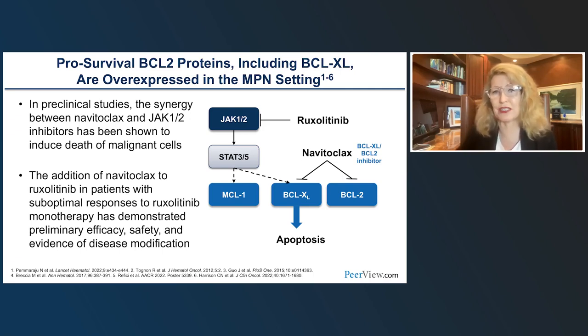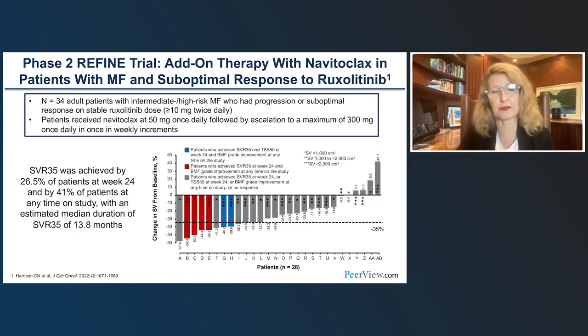We're still looking for an MCL1 inhibitor, by the way, but navitoclax is very effective at blocking that BCL-XL pro-survival protein and also BCL2. So it's a twofer. It works actually very well. So the addition of navitoclax to ruxolitinib in patients with suboptimal responses to ruxolitinib monotherapy has actually demonstrated preliminary efficacy, safety, and evidence of disease modification, which is what we're all looking for now.